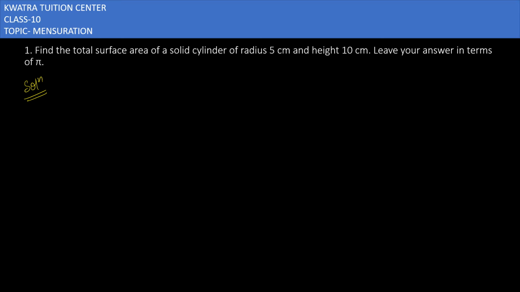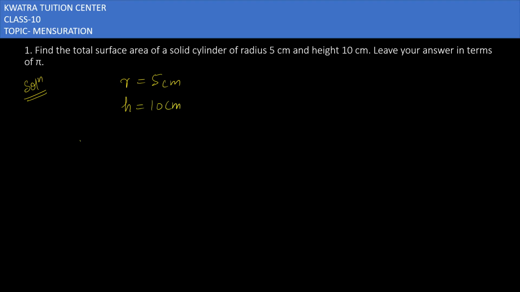Let's start with question number 1. It says find the total surface area of a solid cylinder of radius 5 cm and height 10 cm. Leave your answer in terms of pi. So first of all, you can see that r is given, which is 5, height is given, which is 10, and you have to find the total surface area of the cylinder.